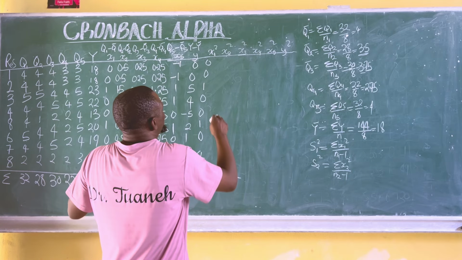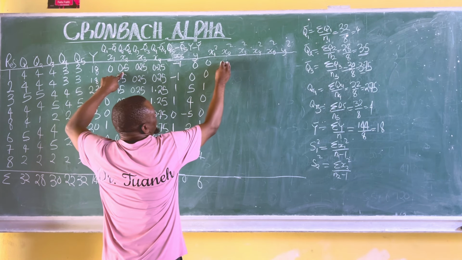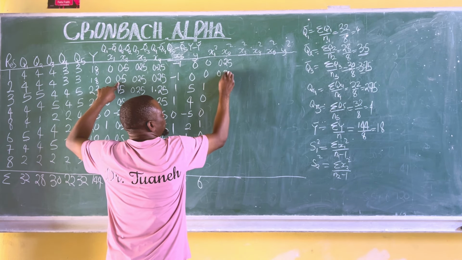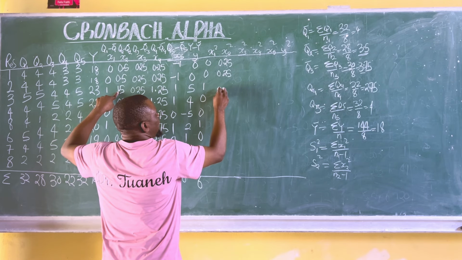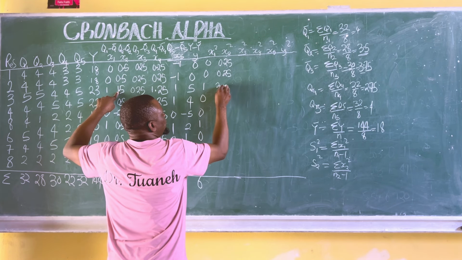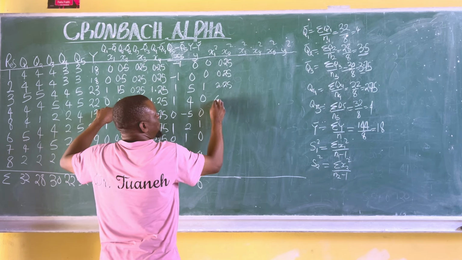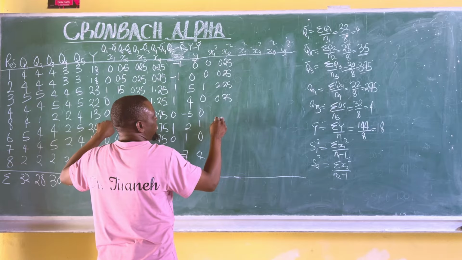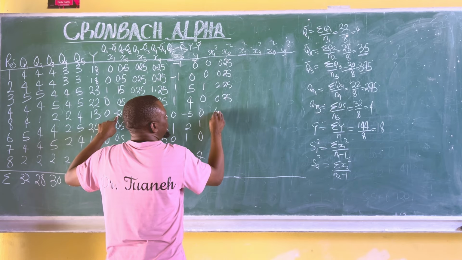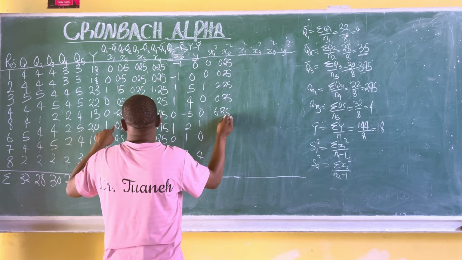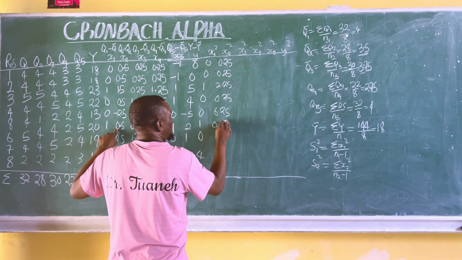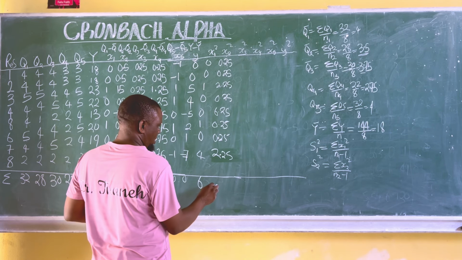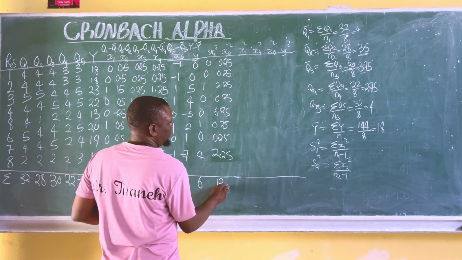For our x2 square, 0.5 square will be 0.25. 0.5 square will also be 0.25. 1.5 squared will be 2.25. 0.5, 0.25. Minus 2.5 times minus 2.5 is 6.25. 0.5 square, 0.25. 0.5 square, 0.25. So if we sum that x2 square, it will give us 12.